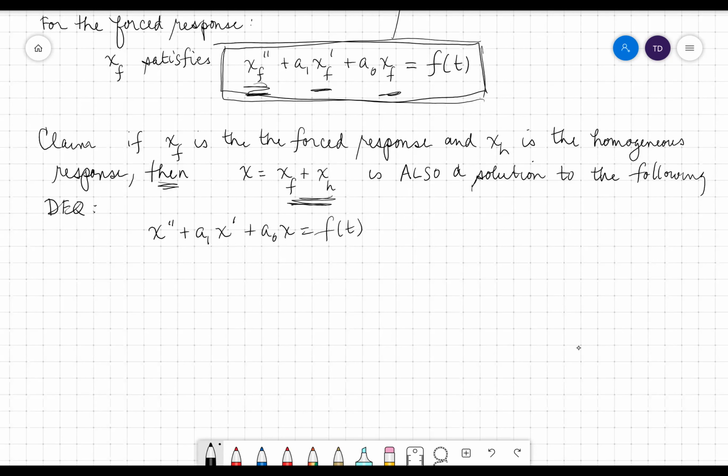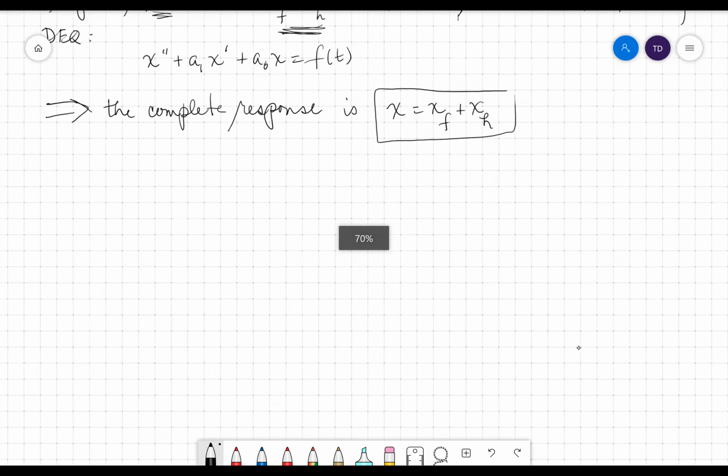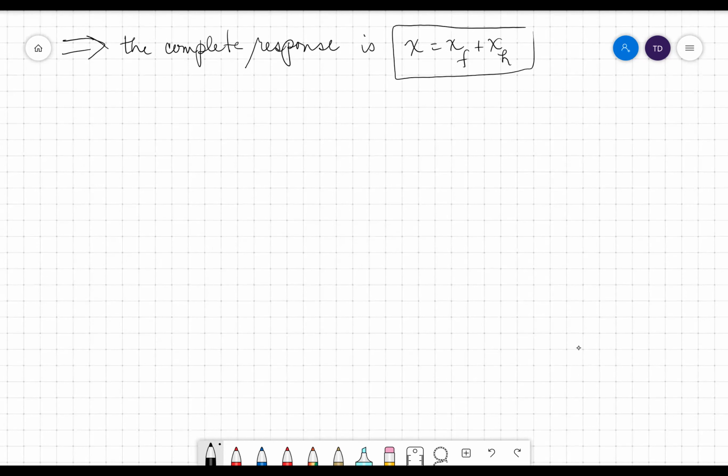So the total solution, we call this the complete response. So the complete response is X equals XF plus XH. That is the complete response, okay? And so we want the complete response. It's not enough to just have XF. It's not enough just to have XH. We want the complete response.